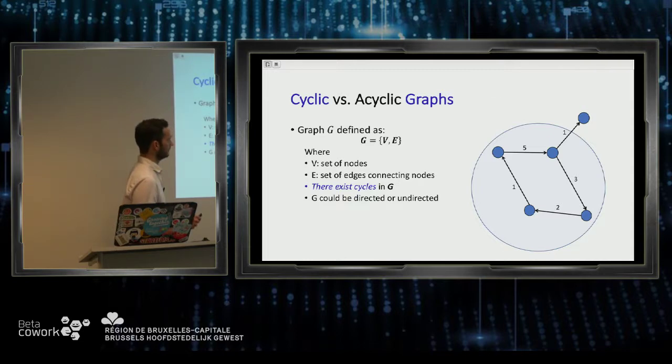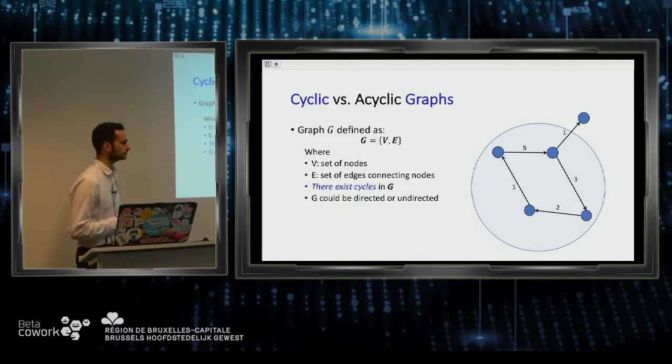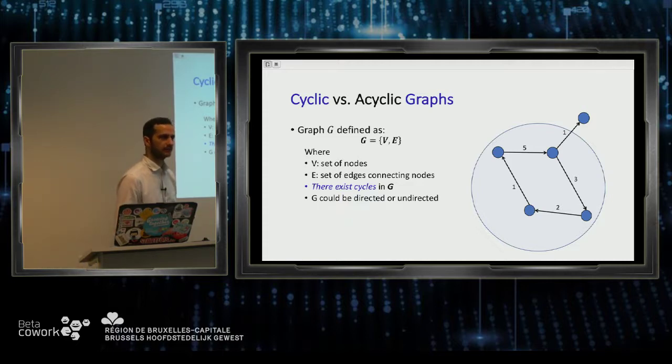You can see here, for instance, that I have a cycle in this graph because I am in this node, and by following the directions of the edges, I can create a cycle. Cyclic means that I am from this node and I can go into another node, right? And again, G could be directed or undirected. Is this an example of a directed or an undirected graph? This is a directed cyclic graph, and actually a weighted directed cyclic graph, right?